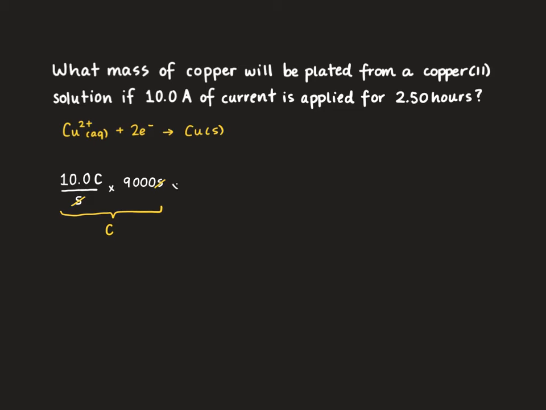Next up, we're going to turn that into moles of electrons using Faraday's constant. We know that 1 mole of electrons carries a charge of 96,500 coulombs. This constant can be found on page 3 of your Chemistry 30 data booklet. So now we've turned those coulombs into moles of electrons.